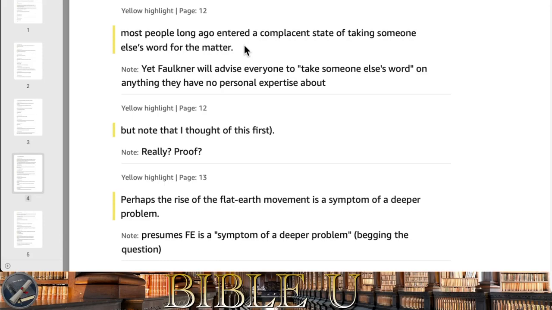Well, here is Faulkner advising everyone to take someone else's word on anything they have no personal expertise about. We're supposed to take other people's words because of their credentials or their popularity or alleged experiments. And you have to be careful how you define that term experiment. Some people think that if you swirl water one way on one side of the equator and then it goes another way on the other side, that this is some kind of experiment or evidence or proof. And it's nothing of the sort.